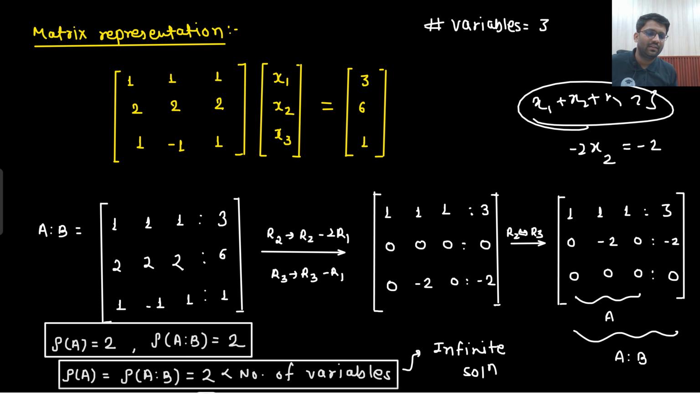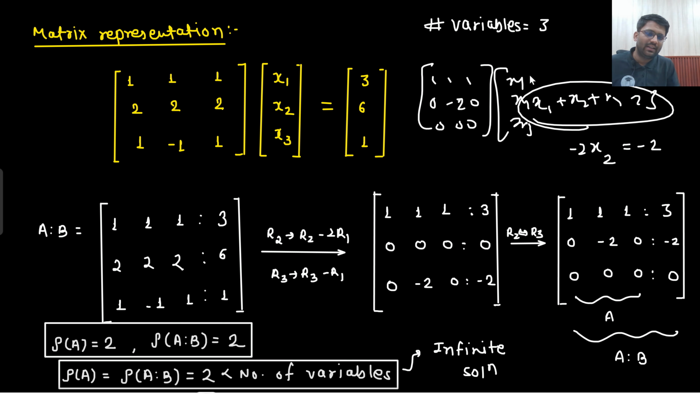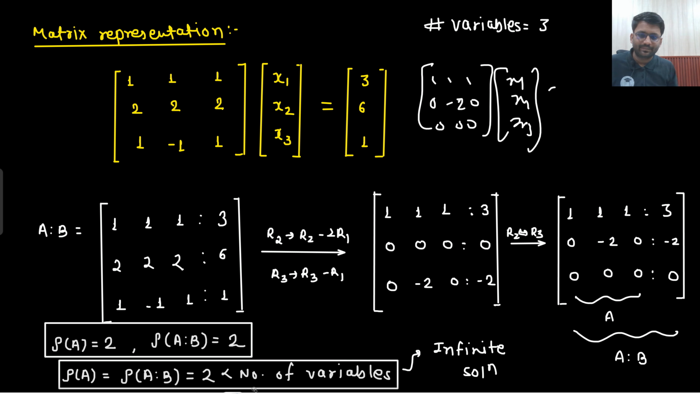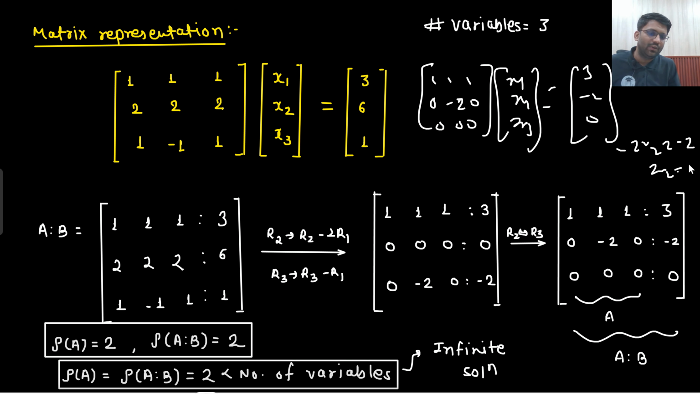Similar scenario here: take this particular matrix outward, 1, 1, 1, 0, minus 2, 0, 0, 0, 0, multiply with x1, x2, and x3, and then equate it to 3, minus 2, and 0. So what you will get is 0x1 plus 0x2 plus 0x3 equals 0, and 0x1 minus 2x2 plus 0x3 equals minus 2. So from here you will get x2 as 1, and then x1 plus x2 plus x3 equals 3. Then you will get to know that x1 plus x3 is coming out to be 2. So this is the solution you will get.